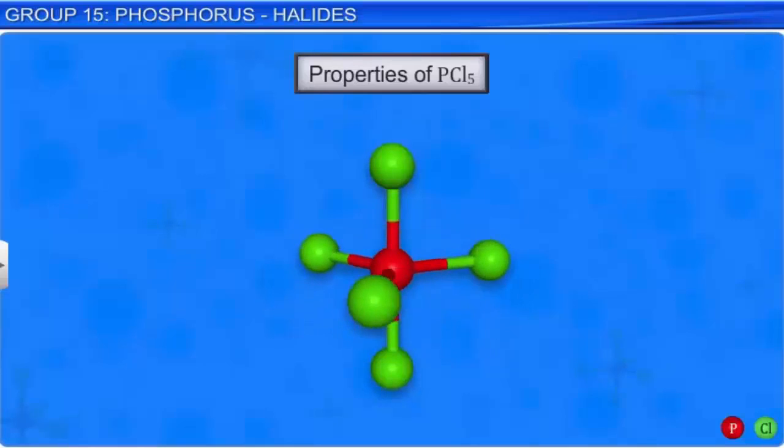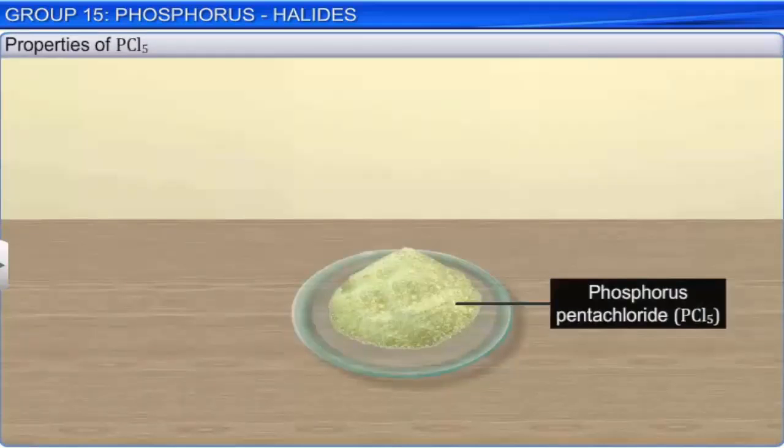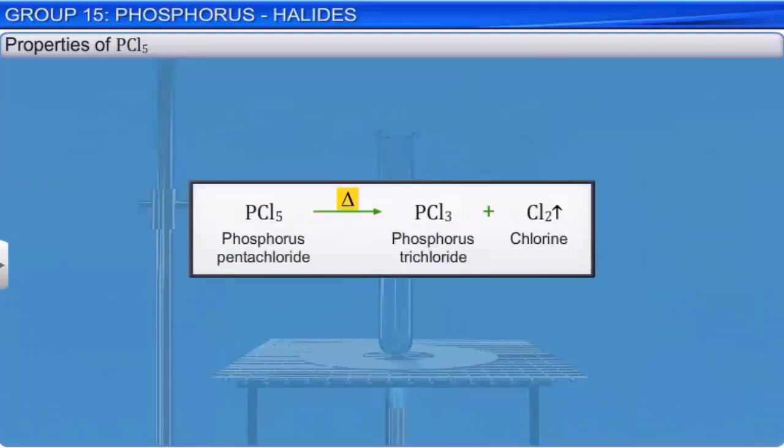Let us now discuss the properties of phosphorus pentachloride. Phosphorus pentachloride is a yellowish-white crystalline powder. It sublimes on heating at 160 degrees Celsius. On strong heating, phosphorus pentachloride dissociates into phosphorus trichloride and chlorine, as shown in the equation here.